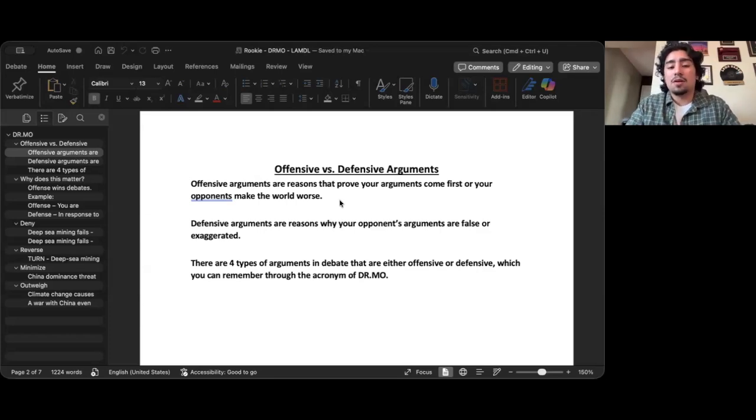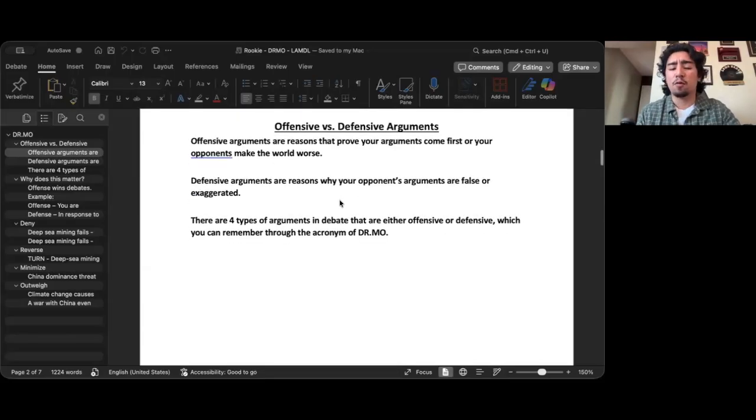A defensive argument is reasons why your opponent's arguments are false or exaggerated. So if you're affirmative against the negative, you might just be making no link arguments or no impact arguments, just arguments that say that the other side isn't true. If you're negative, think of this as no solvency arguments against the affirmative. They're just reasons why your opponent's argument is false or exaggerated. They don't 100% prove that your opponent's arguments are false, but they do provide a good form of defense against them. So there's a good chance now that your opponent's arguments are false.